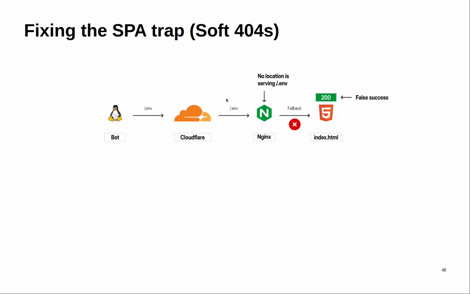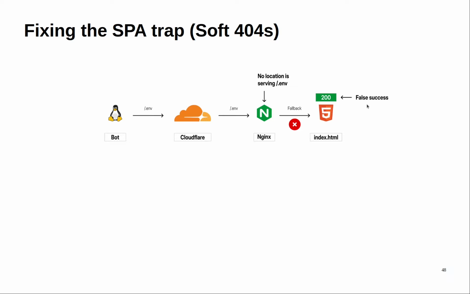Now, Nginx doesn't know about these files because the location blocks that we added are serving just our backend and the built files for Vue. So .env is not known. So Nginx will just fall back to serving index.html. And this request will succeed. But this is a false success because the intent of the bot is to get .env, not index.html.